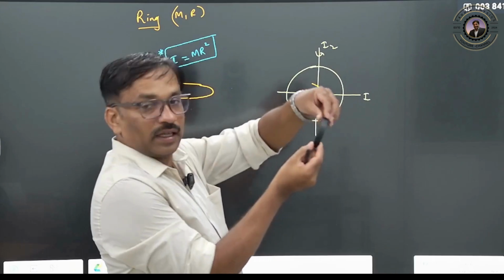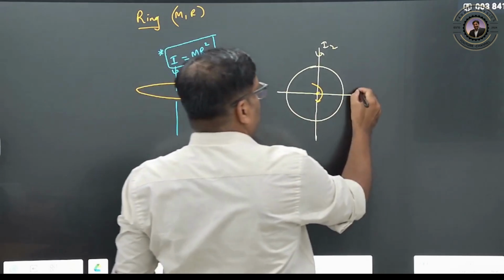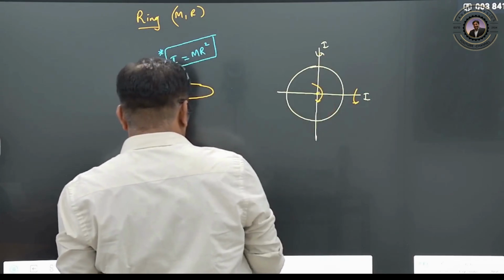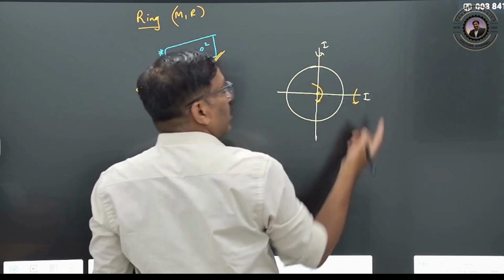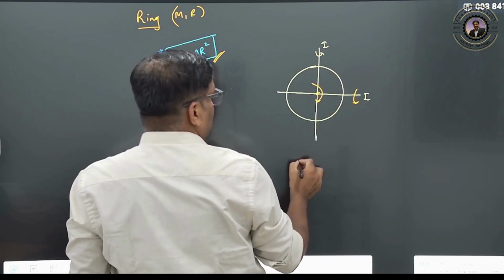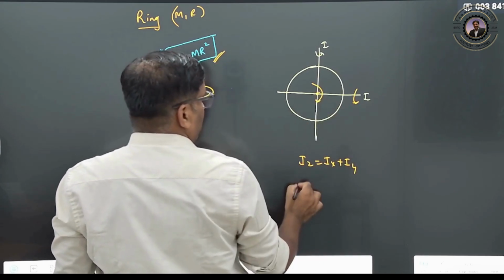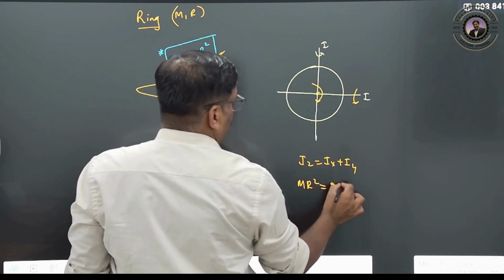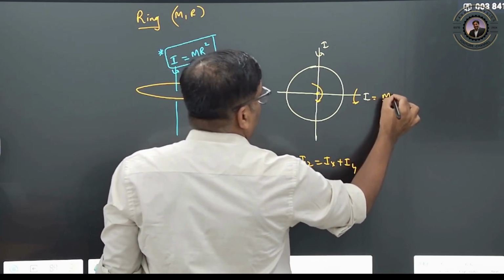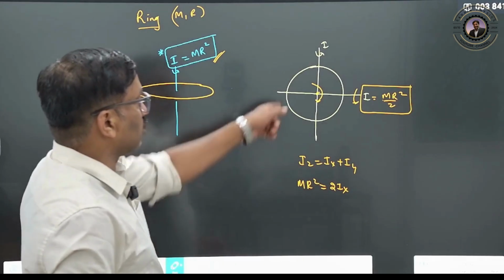That means if you are rotating like this, or rotating like this, both are the same. But how much is this one now? It is mr square by 2. So you can use the perpendicular axis theorem. This axis is perpendicular to both of these. So Iz is equal to Ix plus Iy. Iz is mr square, so it will be 2 into Ix. Therefore Ix will be equal to mr square by 2. This is your moment of inertia for an axis passing through any one of the diameters.